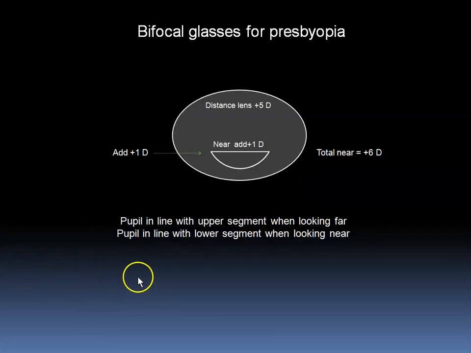We use bifocal glasses for presbyopia, where the distance portion of the lens has a different power than the reading portion. In this example, the distance lens is 5 diopters, and an added segment has 1 diopter of power, for an overall total of 6 diopters in the reading position. When the pupil is looking straight ahead and is aligned with the distance portion of the lens, the eye experiences a 5 diopter lens. When the pupil is lined up with the segment, the eye experiences a 6 diopter effect.